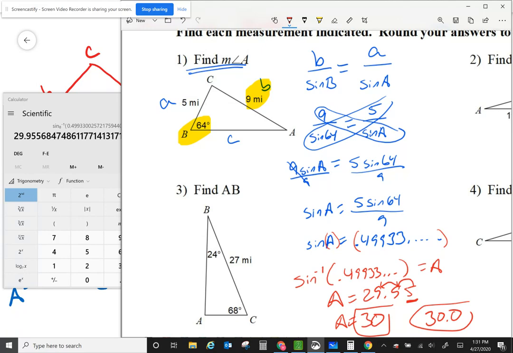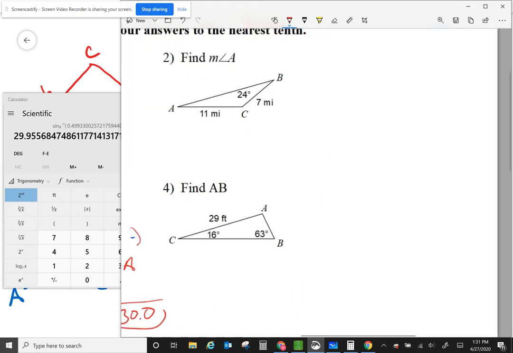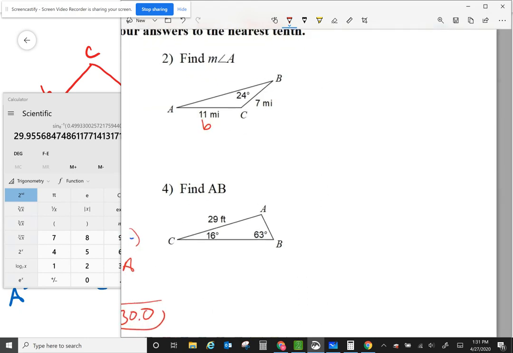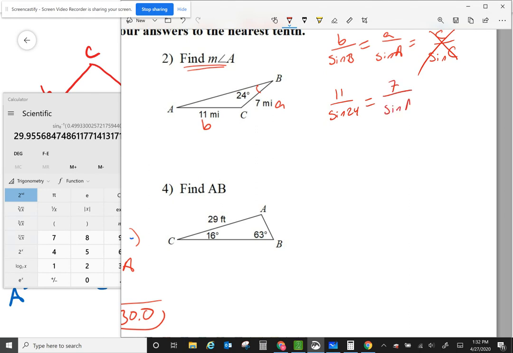Let's take a look at another example. I know this is side B because it's opposite from angle B. I have angle B, and this is side A. I don't have angle A; I'm looking for angle A. I remember that B over sine of B is equal to A over sine of A. If I had C's, I would also say C over sine of C, but since I have nothing about the C's, I'm just going to rewrite this as 11 over sine of 24 is equal to 7 over sine of A.